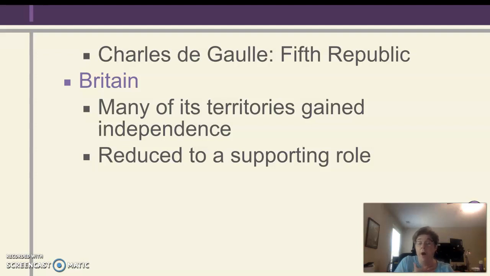Now they're our allies. Certainly Britain has been one of our allies from the early days of World War I, and even before that. But they're going to find themselves at this point playing a supporting role on the world stage. They're no longer the main actor on stage. They're just one of the supporters.